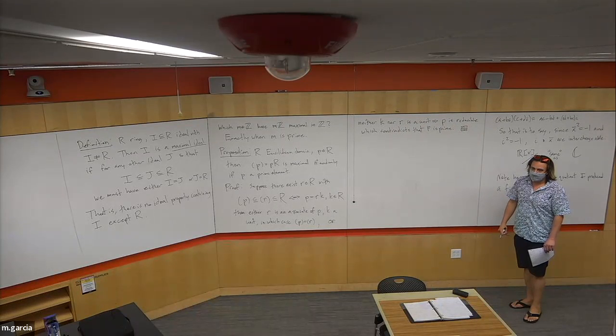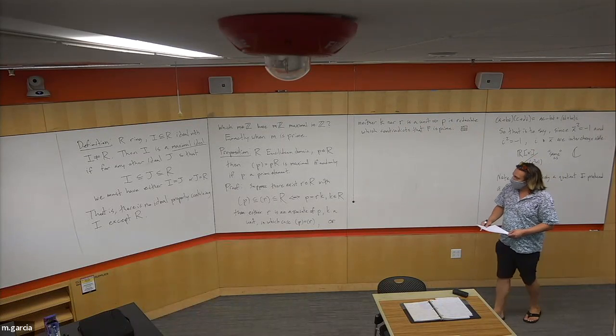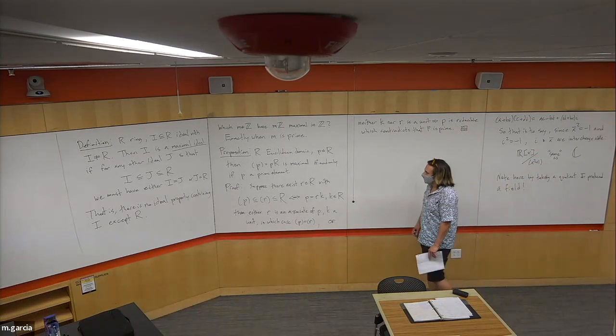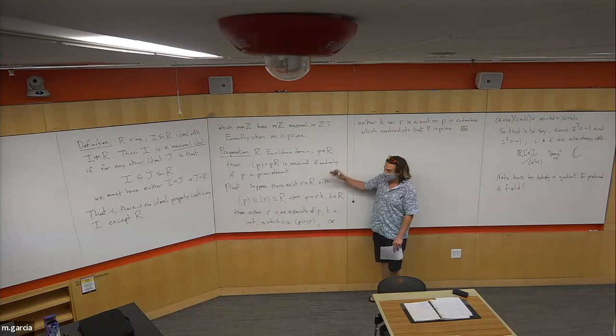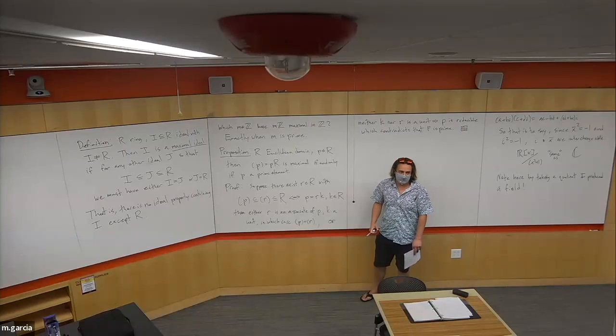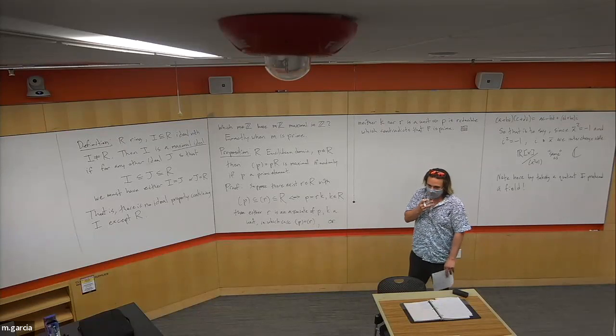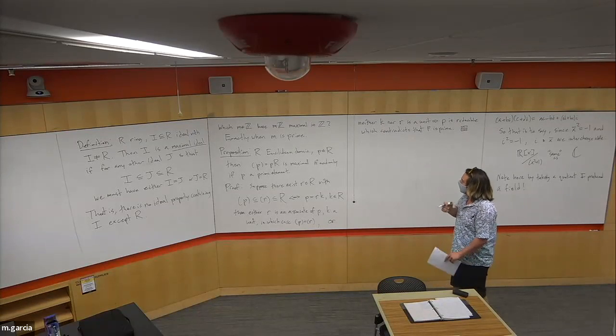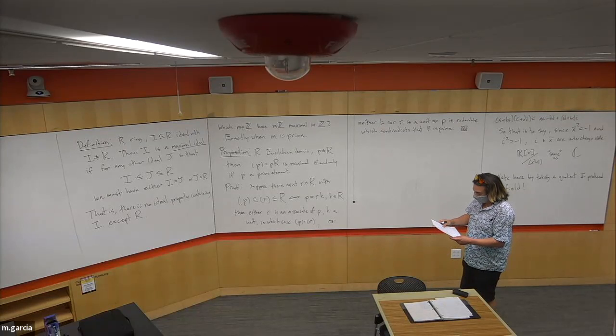Okay. So how do I reinterpret this for Z? Just put a Z everywhere I have R here. Capital R. Okay. Good.